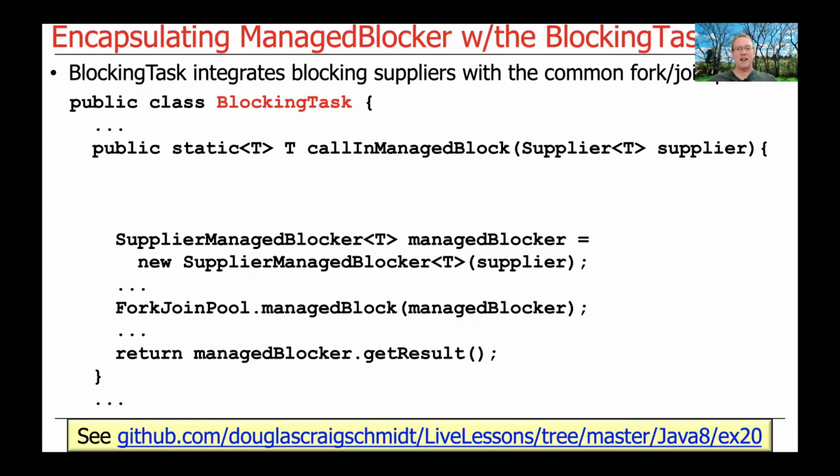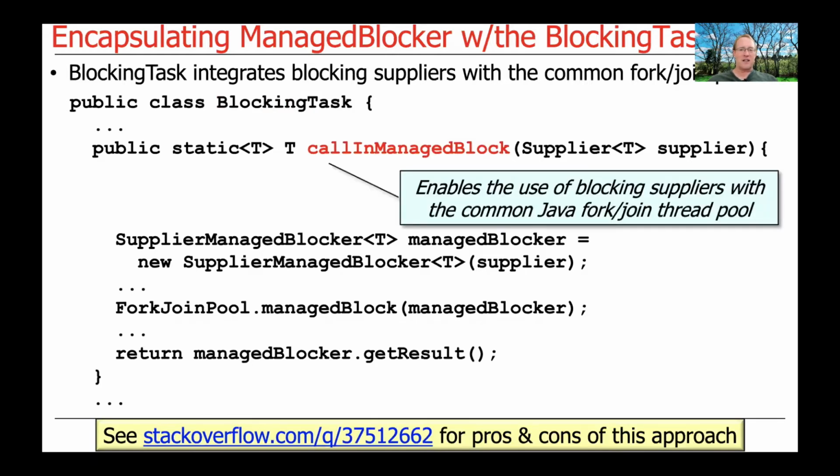detail. You can actually find this example in the folder in my GitHub repository that's got a link at the bottom of the page. So BlockingTask is a class, and it defines a method called callInManagedBlock. And this enables the use of blocking suppliers. As you can see, the parameter that's passed here is a supplier with the common fork join pool. And if you take a look at the Stack Overflow link at the bottom of the slide, you'll get a chance to see an evaluation of the pros and cons of this particular approach. I like this approach quite a bit, but as always, there are pros and cons you have to be aware of. So let's take a look at how the callInManagedBlock static method is defined.